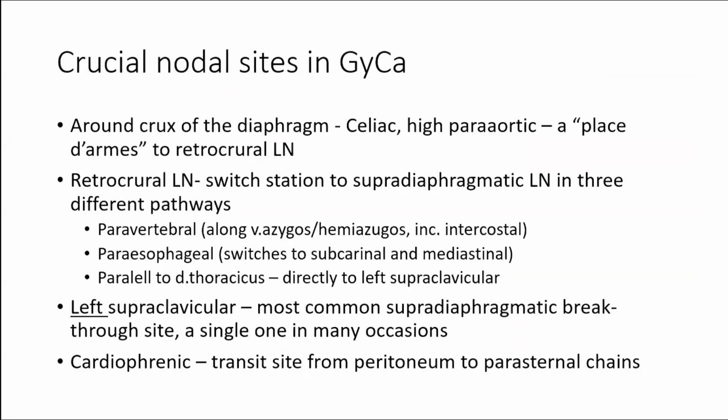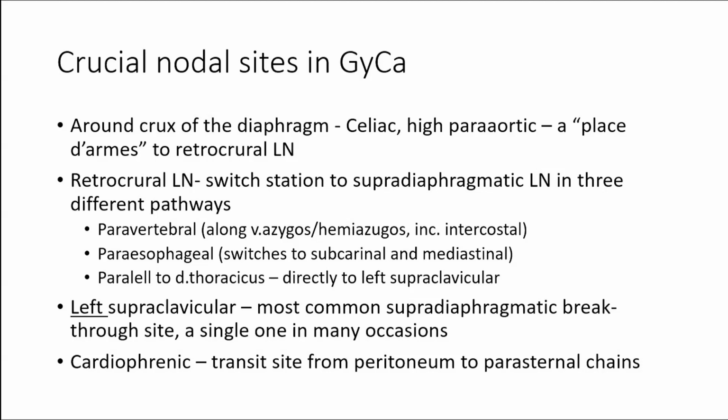There are some crucial nodal sites in gynecological cancer that provide supradiaphragmatic breakthrough, and which actually separate N1 from M1 disease. These are around the crux of the diaphragm. These are the retropleural lymph nodes, which are a switch station to supradiaphragmatic lymph nodes in three different pathways. It's paravertebral, it's paraesophageal, which goes to subcarinal and mediastinal, and it's parallel to the thoracic duct directly to the left supraclavicular. Left supraclavicular is the most common supradiaphragmatic breakthrough sign, and in some of the cases is a single one.